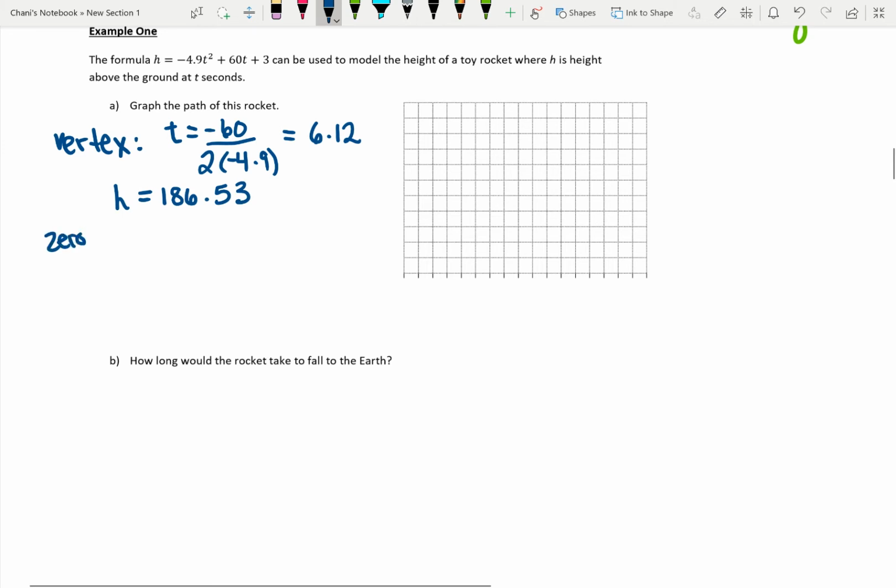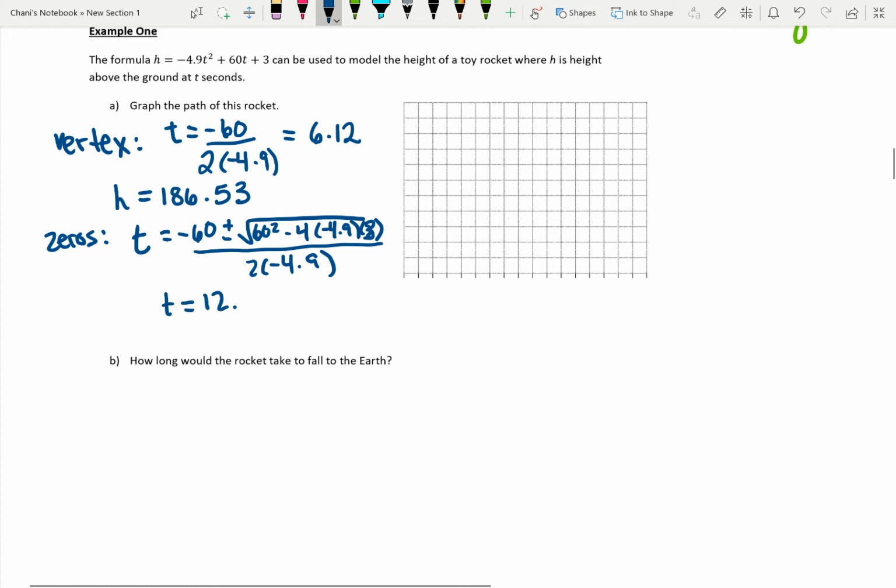Now we find our zeros. So again, because this is in standard form, we don't want to factor that. We can use the quadratic formula to find the zeros. So t equals negative 60 plus or minus the square root of 60 squared minus 4 times minus 4.9 times 3, all over 2 times negative 4.9. So if you carry this through, you get two answers. Actually, you just get one admissible answer. The other one is inadmissible.